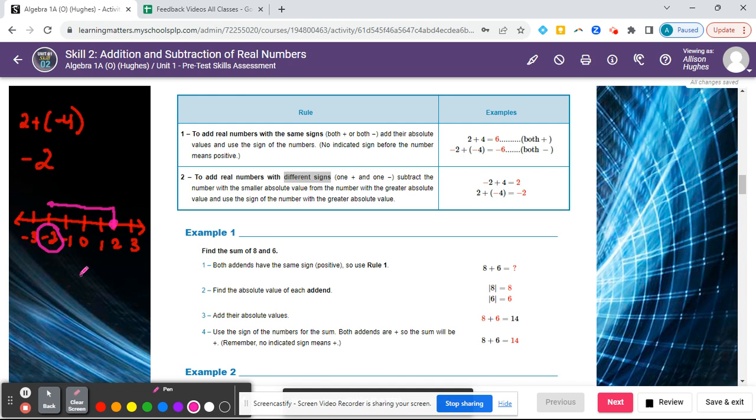So we're going in that negative direction 4 units from the 2. So this is our starting point, and then this tells us that we're going in the negative direction 4 units, and we end up at negative 2, which is what we got when we worked out the problem. Just by using the absolute value of each of those numbers, turn them positive, subtract, and then keep the sign of the bigger number.